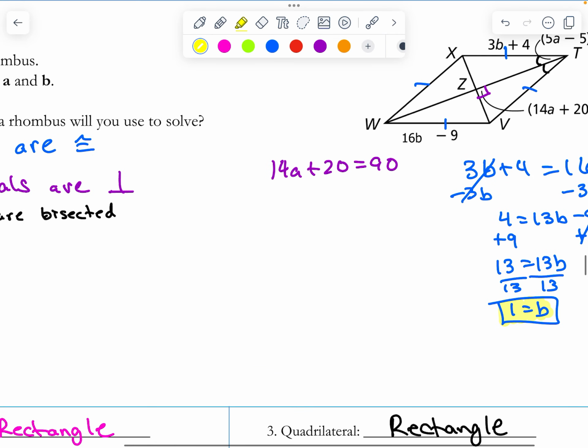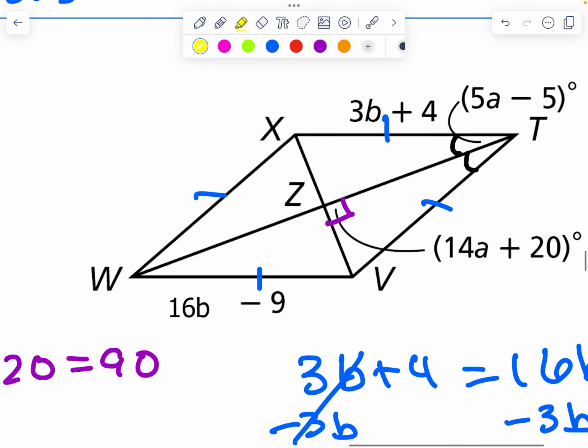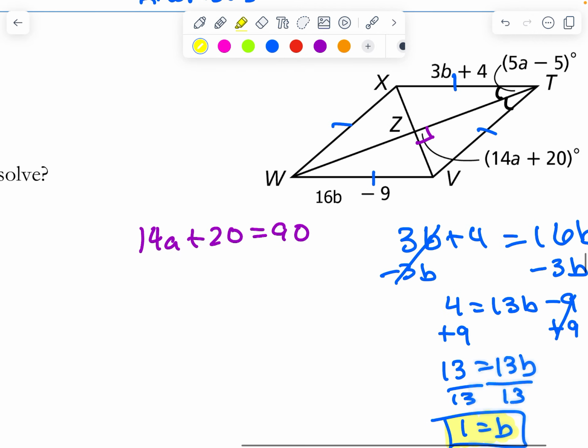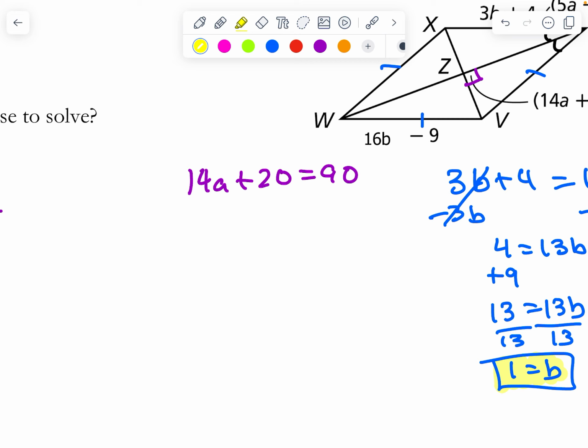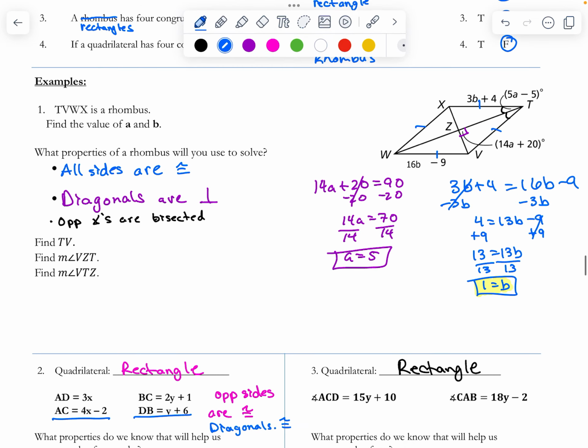Next, why is 14a plus 20 equal to 90? Well, if we remember, diagonals in a rhombus are perpendicular. They create a 90-degree angle. So since 14a plus 20 is a 90-degree angle, we can set 14a plus 20 equal to 90 degrees and solve for a. Again, if you want to do this on your own, pause the video. Otherwise, follow me. Subtract 20 to get rid of the constant. Divide by 14, and I got a is equal to 5. Wonderful. We found our second answer.